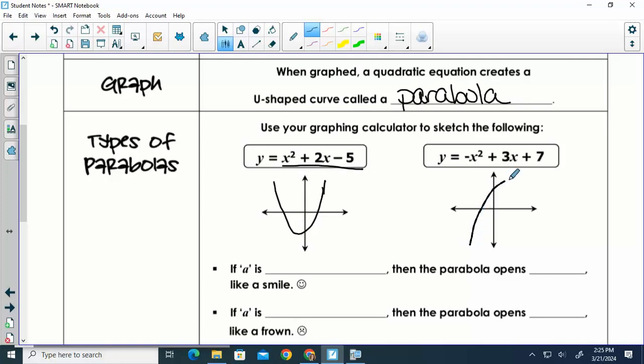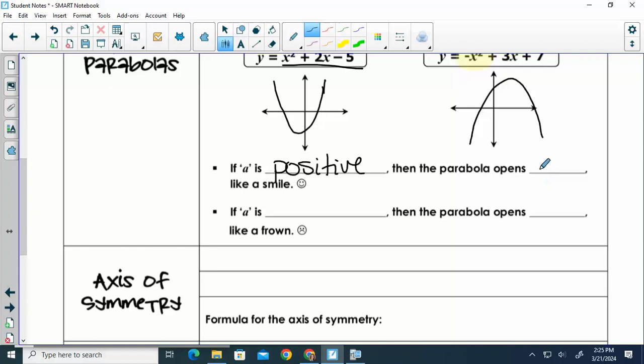Why do you think this one is upside down and the other one wasn't? If your square term is negative, it will be upside down. If your square is positive, it will be right side up. All right, so let's fill that in. So if A is positive, A being the number in front of the x squared, the parabola opens up. If A is negative, then it opens down.